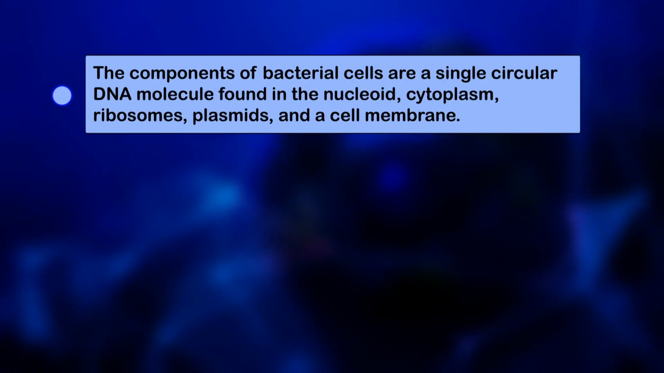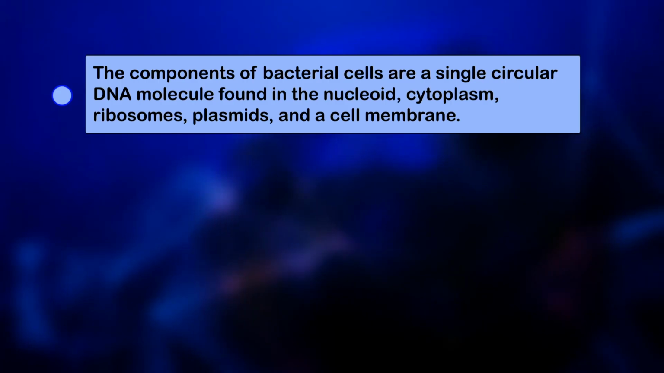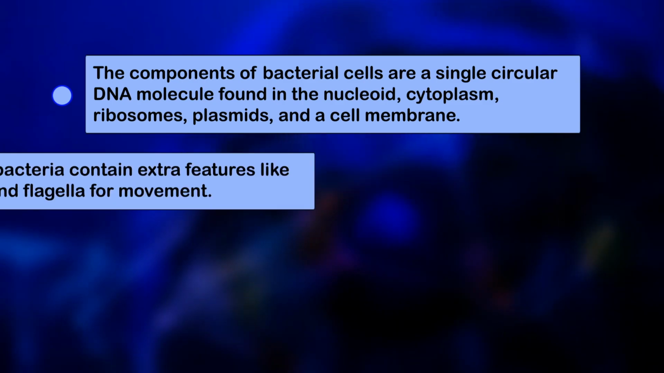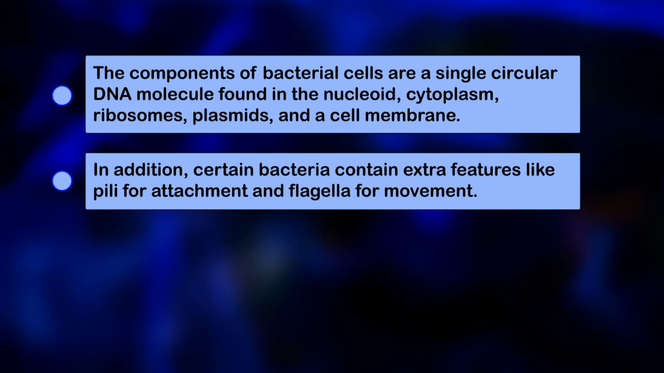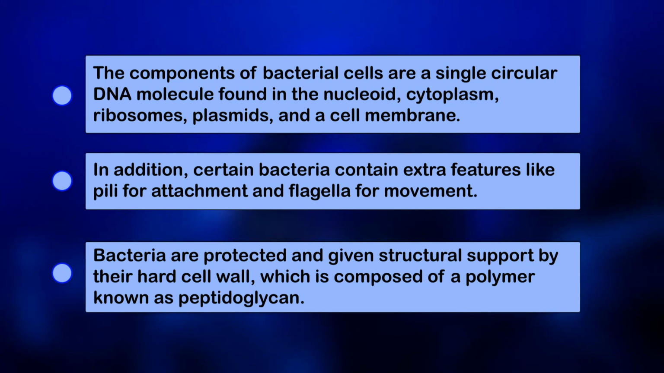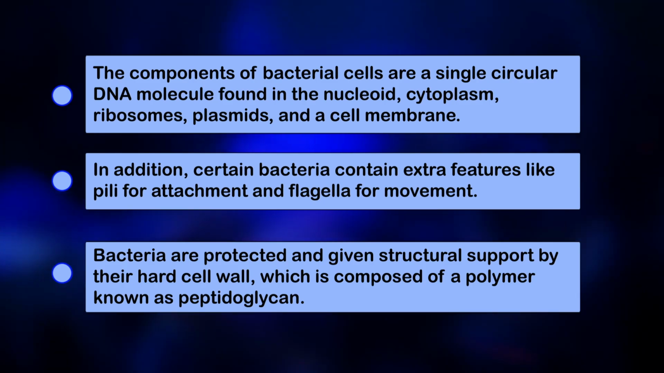Now we study the cellular components of bacteria. Simple prokaryotic cells that may take on a variety of shapes are called bacteria. The components of bacterial cells are a single circular DNA molecule found in the nucleoid, cytoplasm, ribosomes, plasmids and a cell membrane. In addition, certain bacteria contain extra features like pili for attachment and flagella for movement. Bacteria are protected and given structural support by their hard cell wall, which is composed of a polymer known as peptidoglycan.